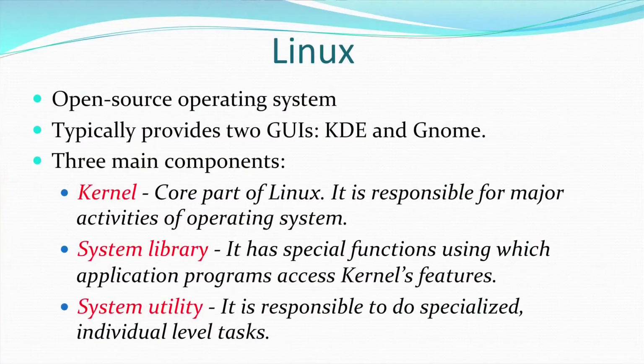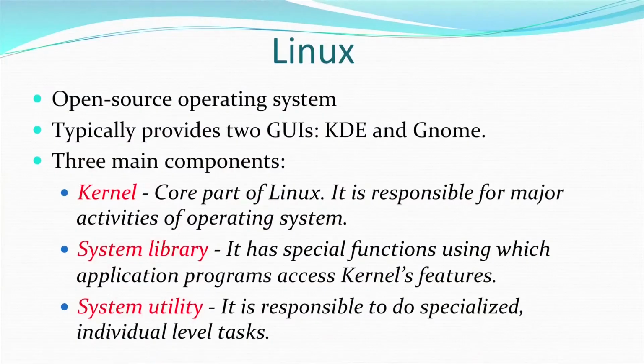It provides two types of graphic user interface. One is called KDE, another is called GNOME. Both are available. You may, as per your requirement, choose any of the GUIs and you can work on that. We talk about now the three main components of Linux. It has three main components: kernel, system library and system utility.